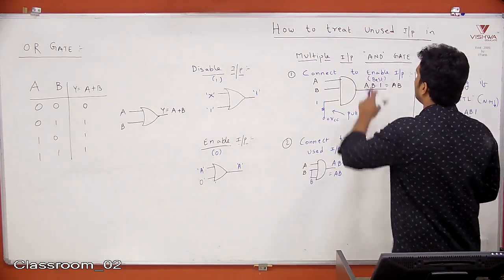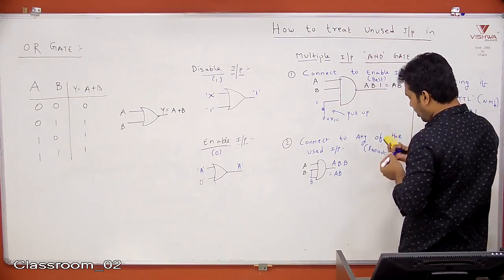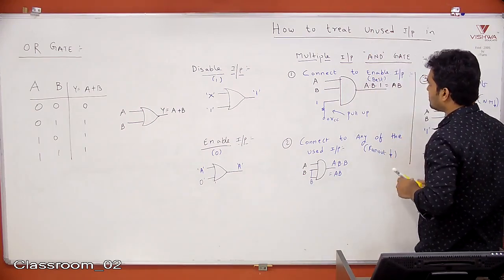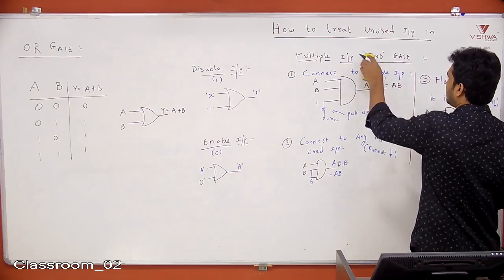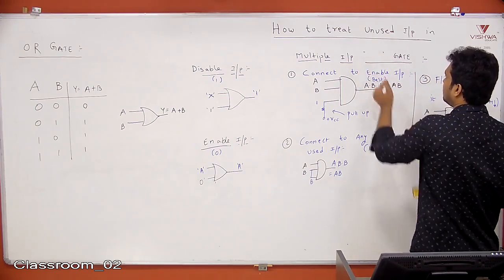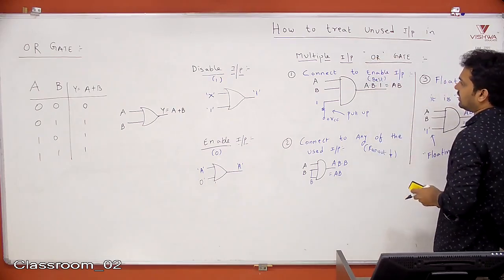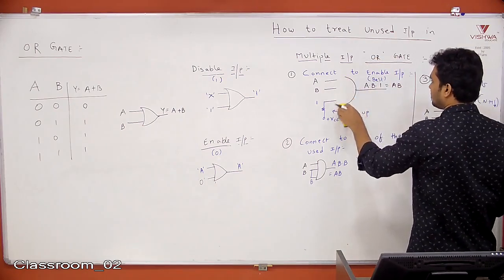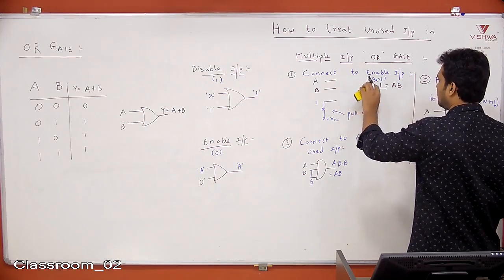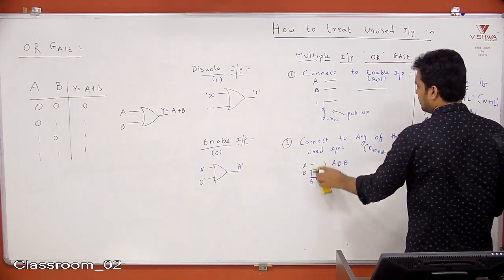Now, how to treat unused input in the AND gate we have discussed in the previous lecture. Now we'll see how to treat unused input in the OR gate. Whatever we discussed for AND gate, more or less here also same.